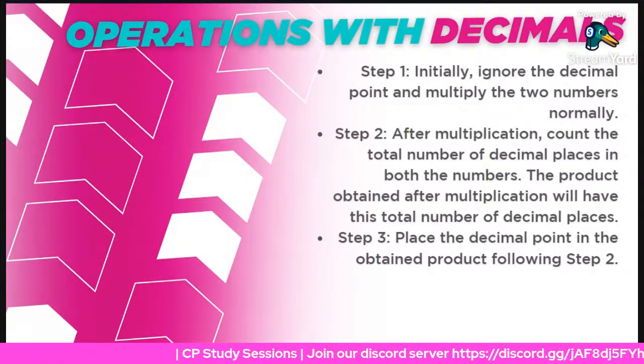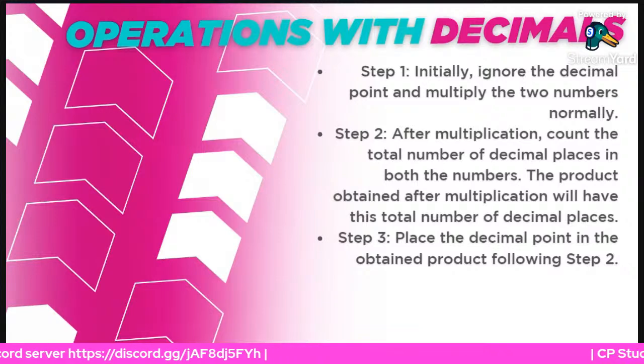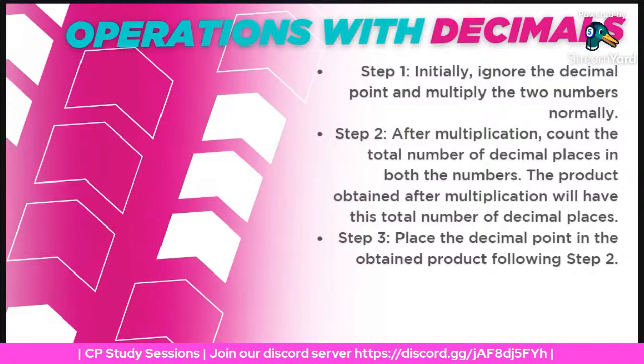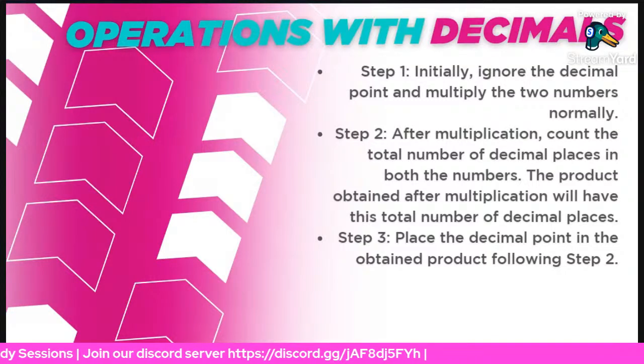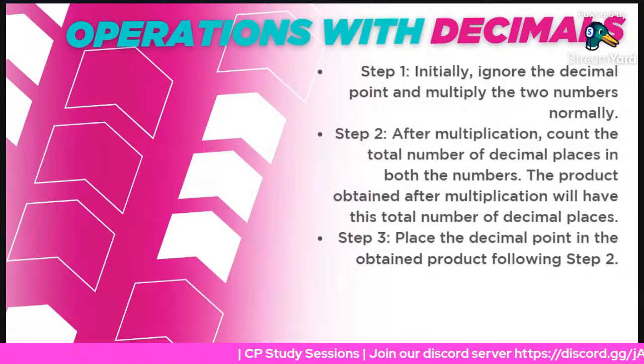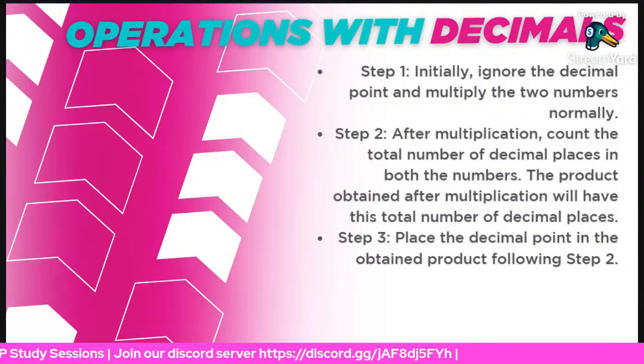Ilan ang decimal places ng product if you multiply 0.1 times 0.1? Isa lang ba? Tatlo? Lima? Ilan? Okay, dalawa. Correct. Bakit? Kasi ang pinag-multiply natin ay may tig-isang digit after the decimal point. So therefore, 2 decimal places ang sa product niya.